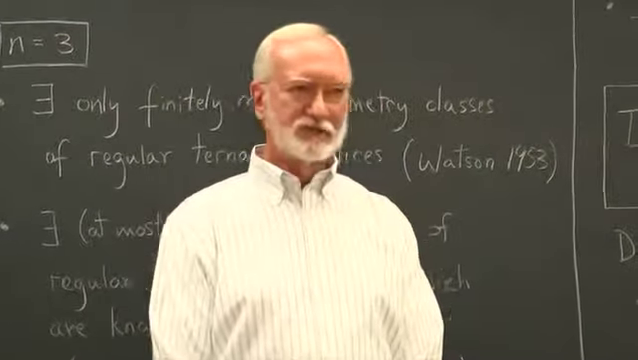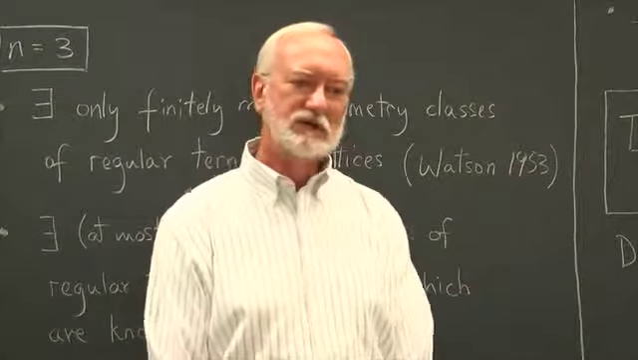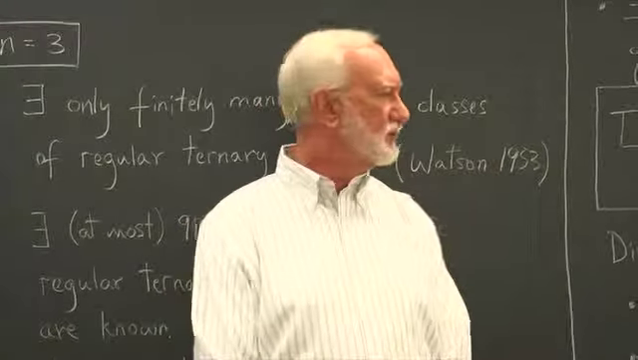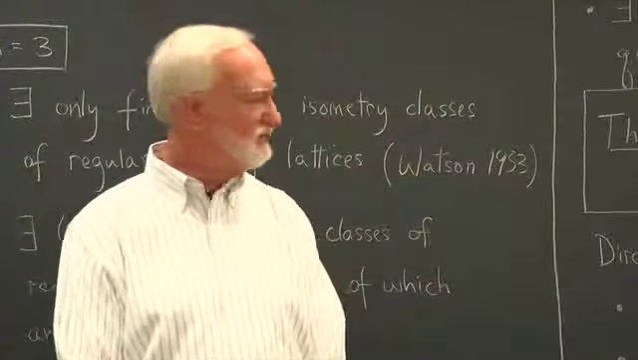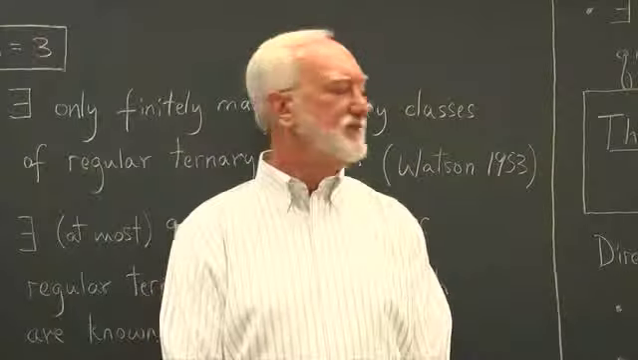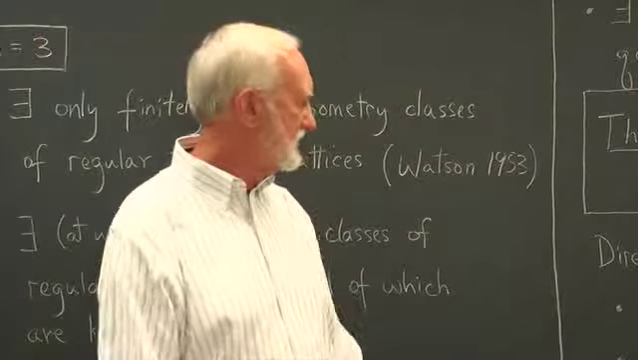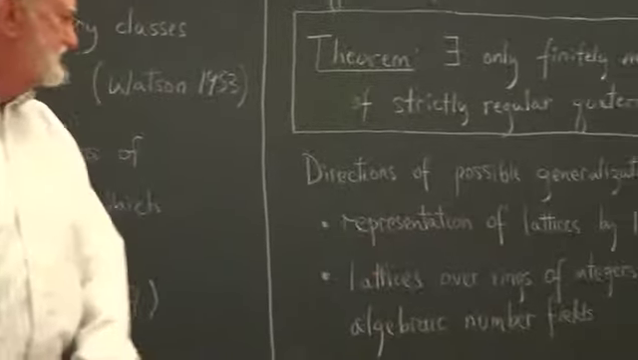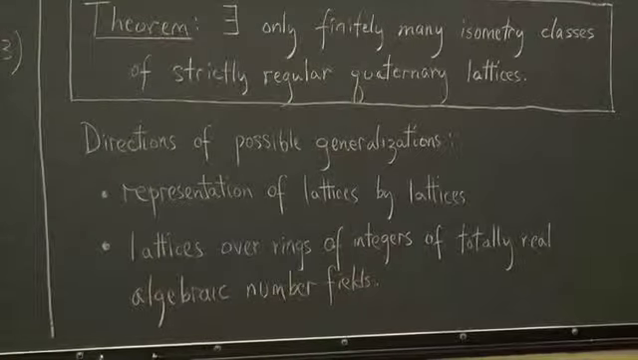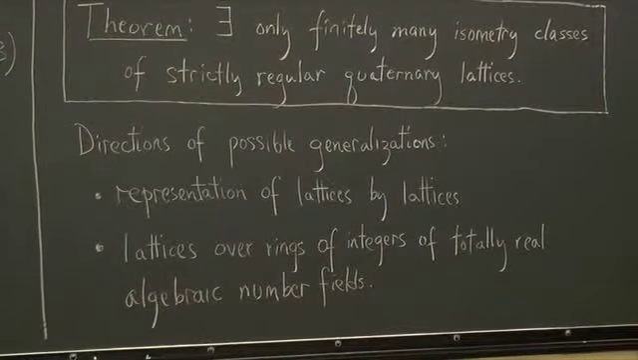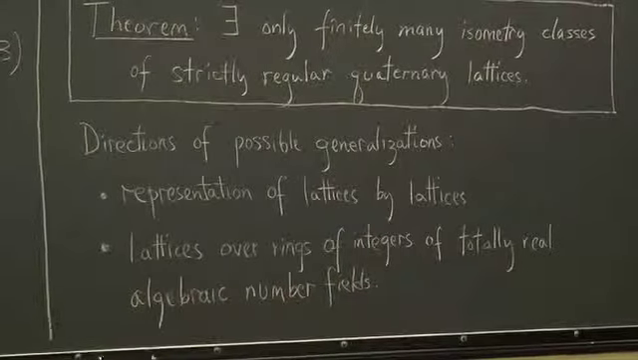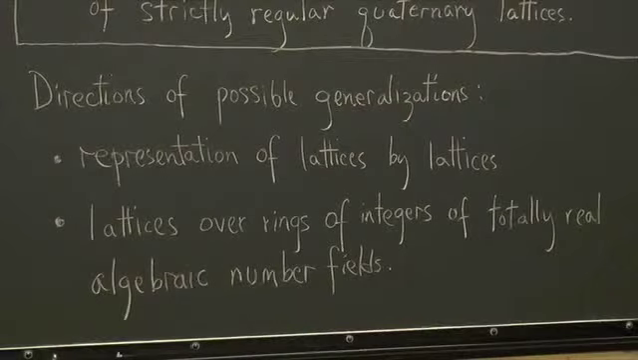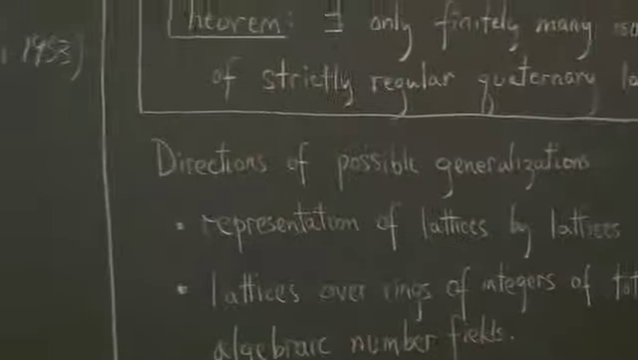With regard to possibilities for future research, this theorem opens up the door to several possible directions of generalization. I've mentioned two of them here. One would be to find an analogous result for the representation of lattices by lattices, rather than just the restricted case of the representation of integers. And another one would be to investigate lattices over more general rings; particularly the rings of integers of totally real algebraic number fields would be a natural question to look at.